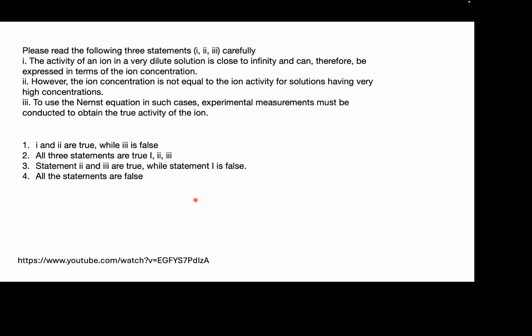The first option says 1 and 2 are true while 3 is false. All three statements are true, that is 1, 2 and 3. Statement 2 and 3 are true while statement 1 is false, or all of the statements are false. I'll give you guys 1 minute to solve this problem and please write your answers in the chat box. Thank you, and your time starts now.